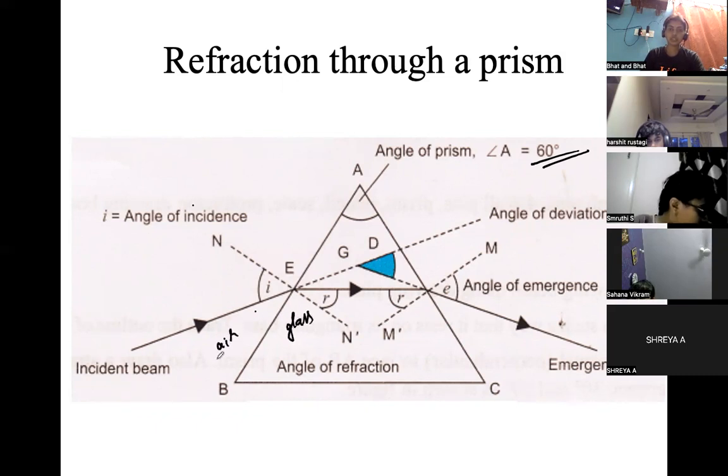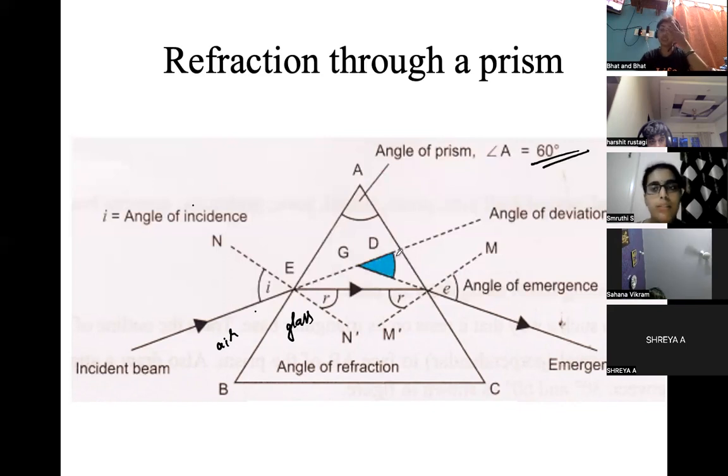When it is going from air to glass, it is going from rarer to denser medium. So it should bend towards the normal. Okay. And when it bends towards the normal, you should know that you have to draw a line which is parallel to the base of the prism. The bending should be towards the base. And this refracted ray will be an incident ray for the other refracting surface, that is AC.